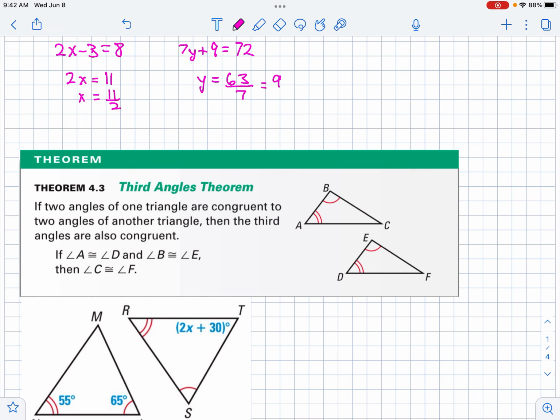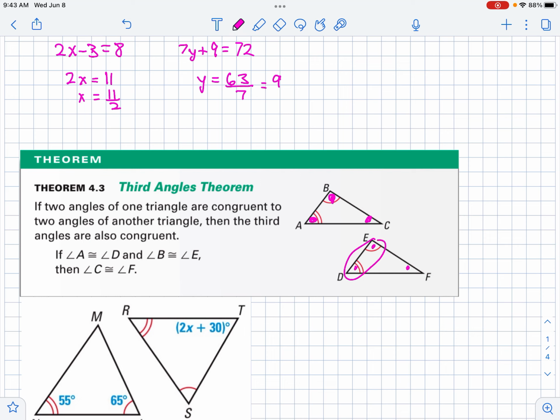Now, this makes a lot of sense because, remember, all the angles of a triangle have to add up to 180 degrees. So if you add up all three measurements in the triangle, they have to add up to 180. So if you have two angles in one triangle equaling two angles in another, the measures being the same, then the third angles both have to add up to 180. In other words, in this triangle here, this angle and this angle plus this angle have to add up to 180. And over here, this angle and this angle and this angle have to add up to 180.